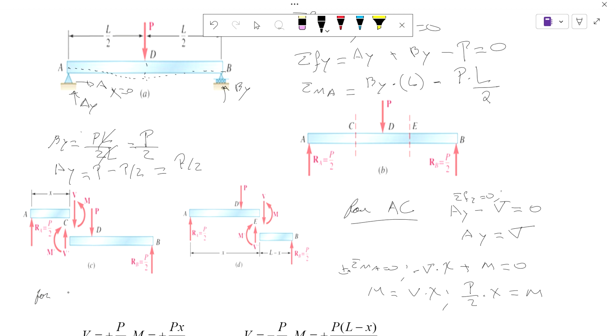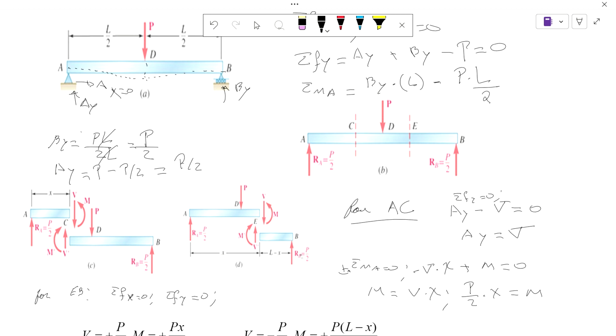Or, sorry, not AB, but EB. What we have from EB is that the distance is L over 2 plus L over 2, which is L minus X, because they didn't give us the distance. So the distance is L. Summation of forces in X equals 0. We don't care about that one right now. Summation of forces in Y equals 0. We do care about that one.